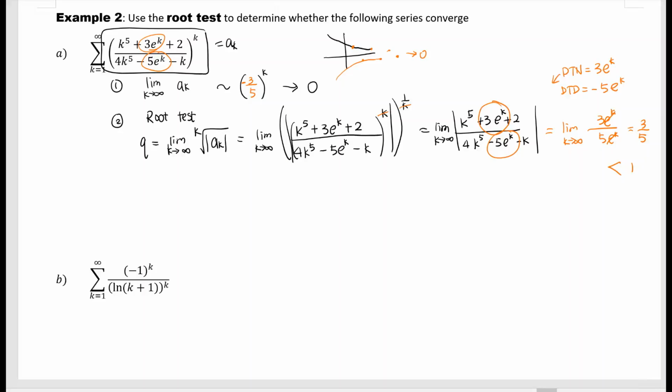Okay, so because the root is less than 1, the series converges by the root test. Okay, part B.